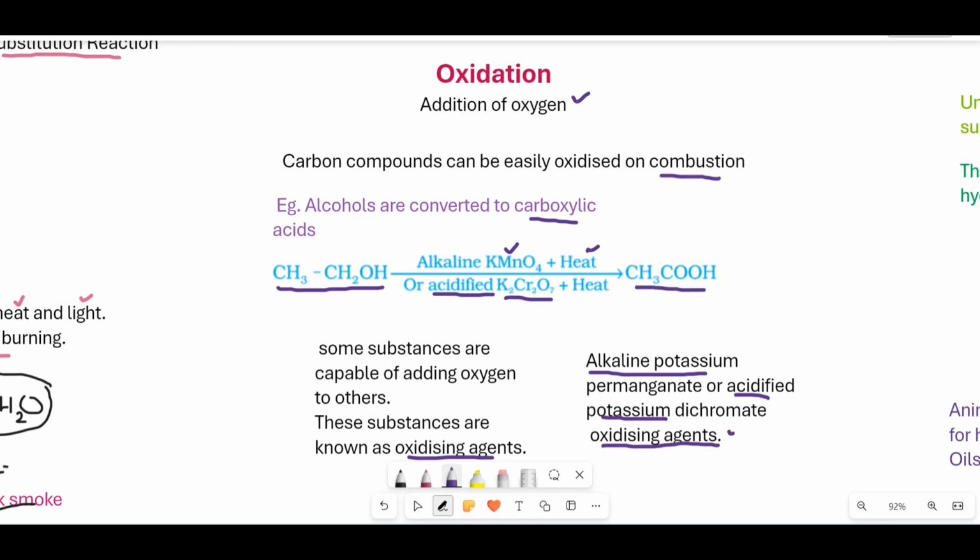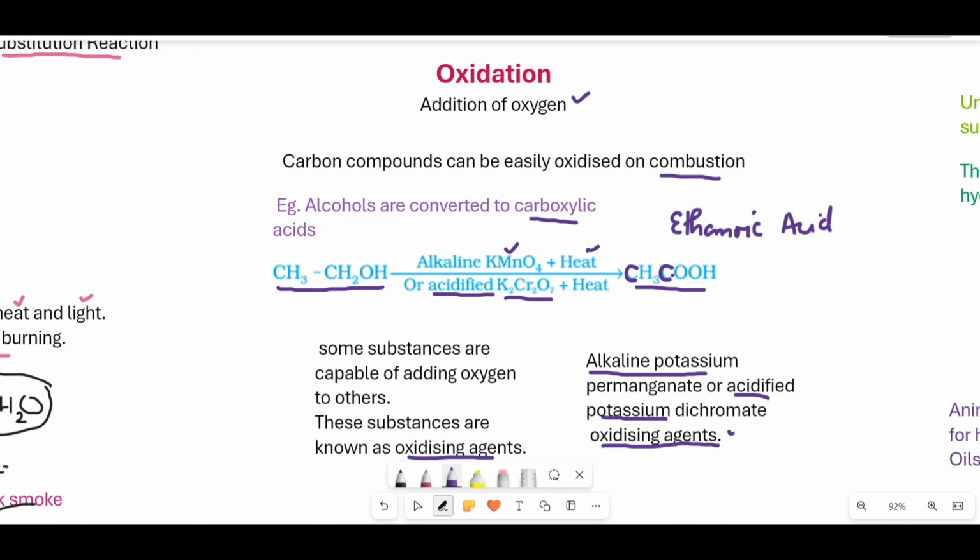Ethanol has two carbon atoms, so correspondingly, ethanoic acid is the product, CH3COOH. This also has two carbons. So this is ethanoic acid. So ethanol can be converted to ethanoic acid by oxidation with alkaline potassium permanganate or acidified potassium dichromate.